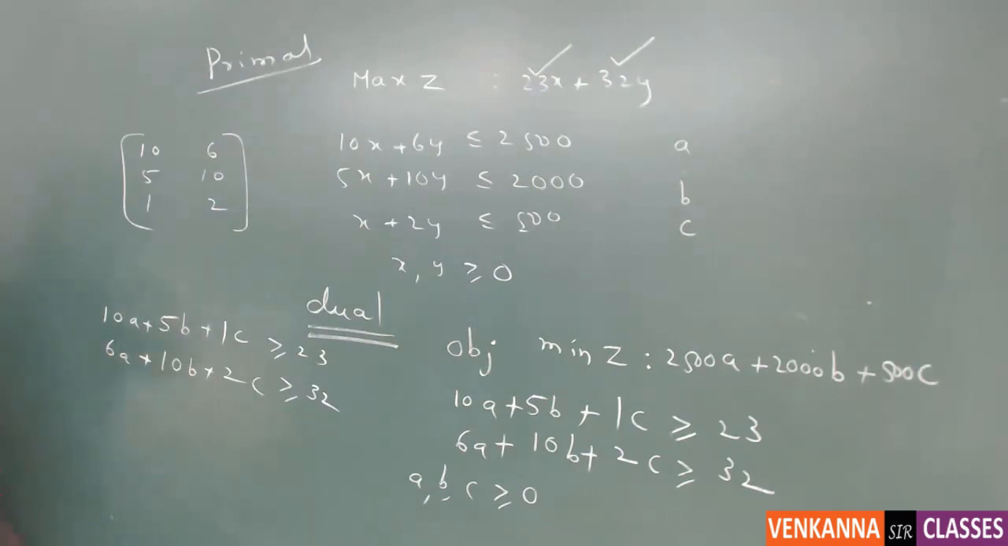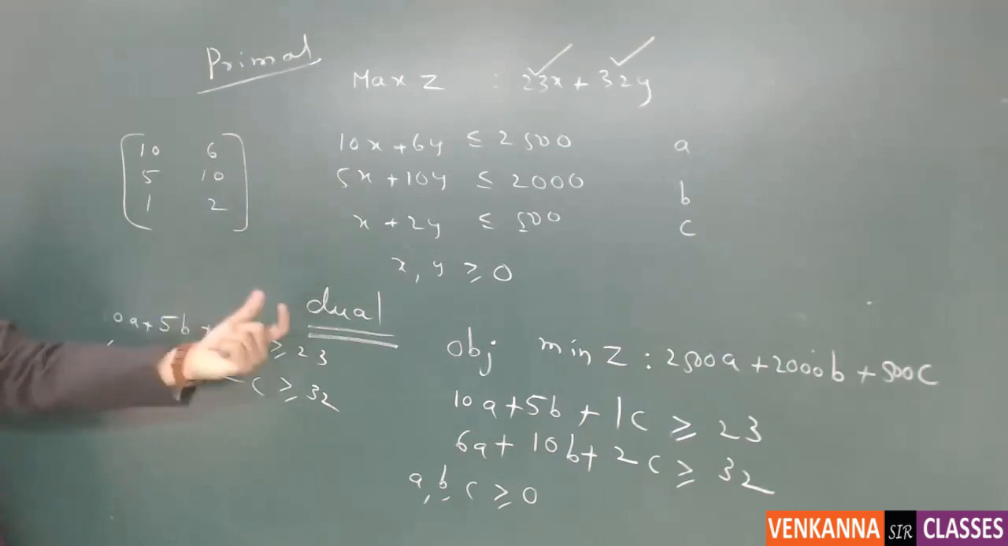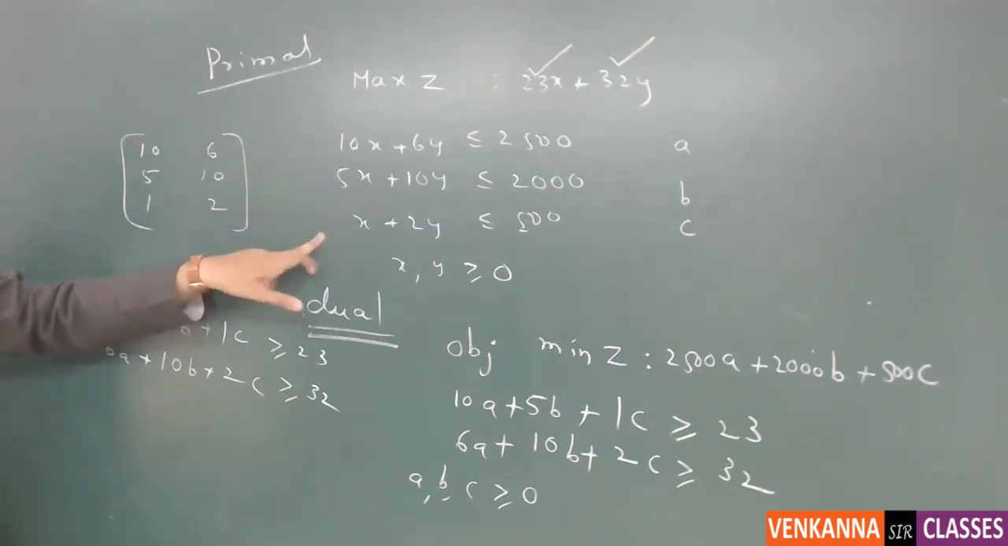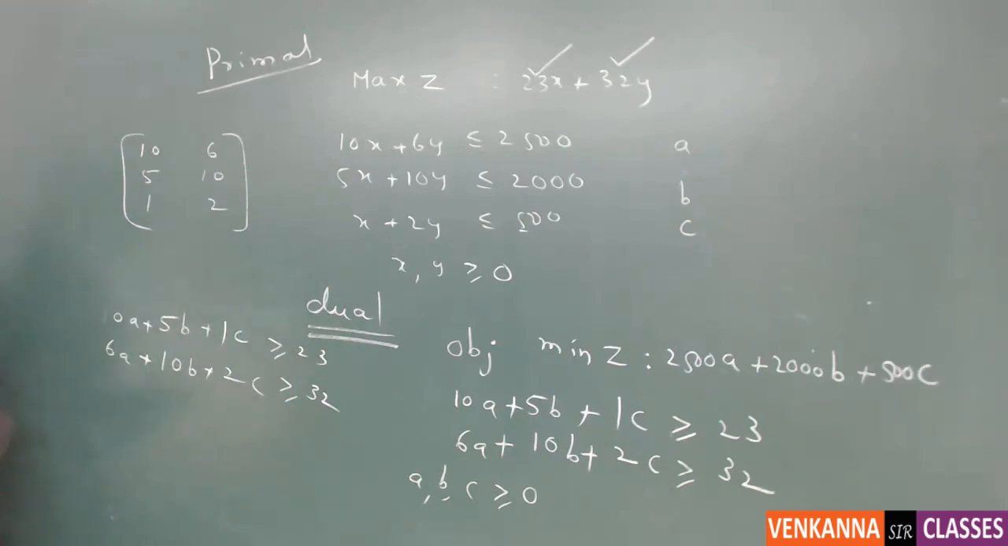So in general, how many inequalities are there? That many symbols, the variables, will come in the dual problem. Since it has 3 inequalities, we are going to get 3 variables in the dual.